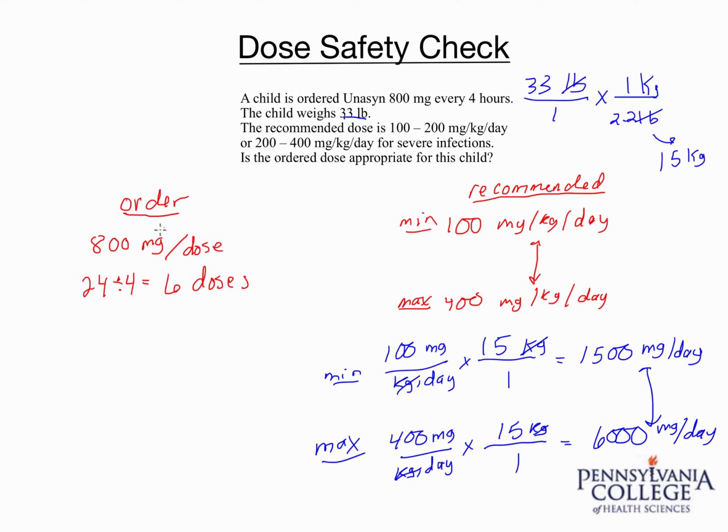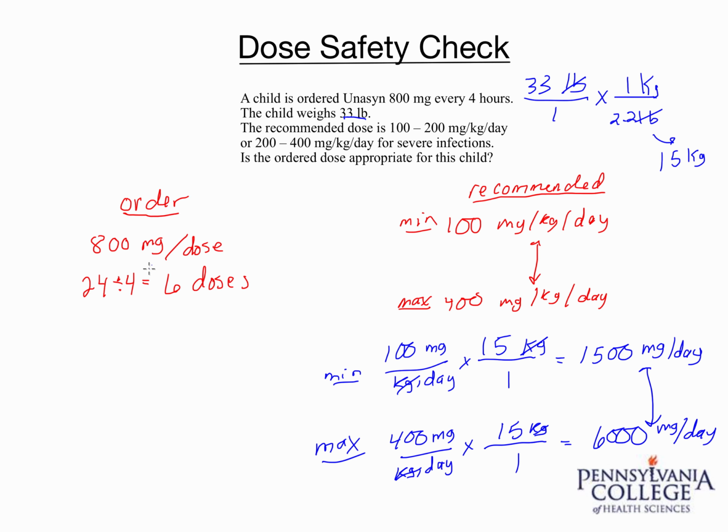If you look over here at the order, we see 800 milligrams. It would be incorrect to say that since 800 milligrams is less than the range, we would conclude that it's not safe. The reason we can't jump to that conclusion is, again, because the units don't match. The order is given to us as milligrams per dose. The recommended range right now is milligrams per day.